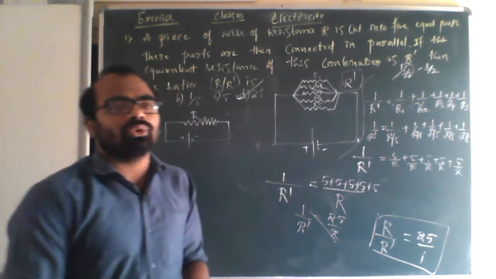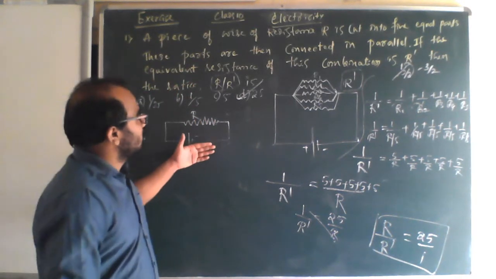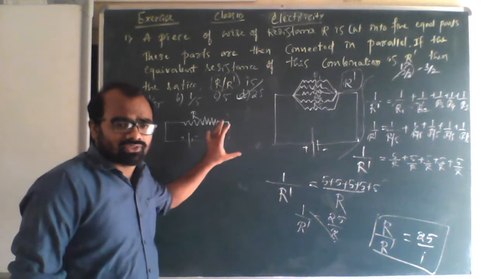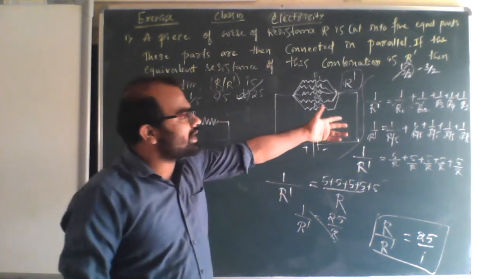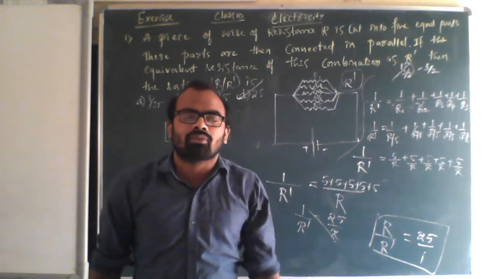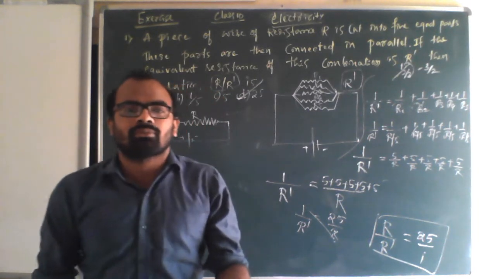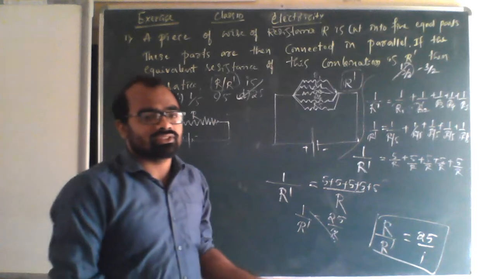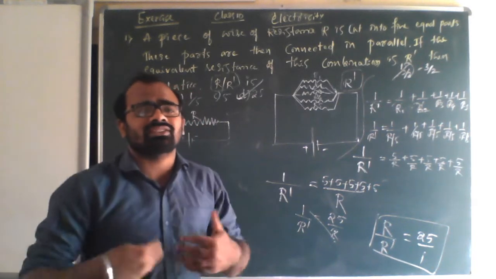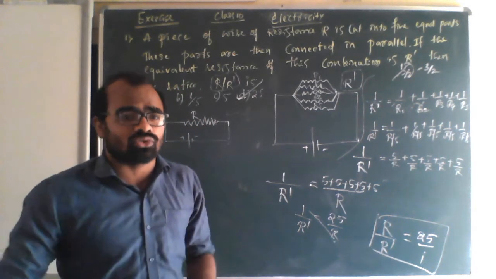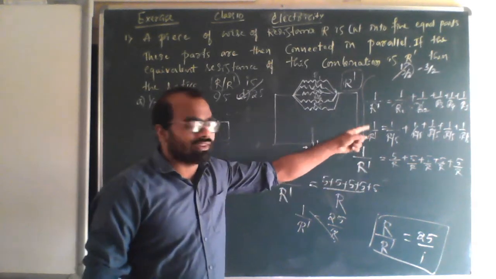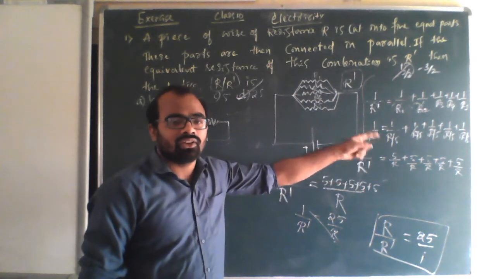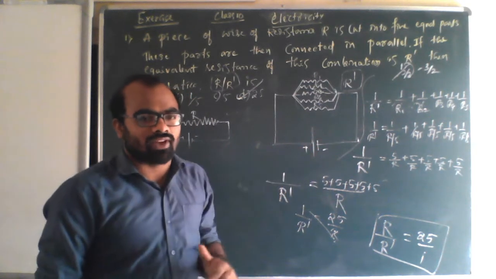So that time what you have to do, you have to take like this. No need to draw the diagram. Just for the sake of understanding, I have written the diagram here. So 1 by r dash, we know the formula: 1 by r1 plus 1 by r2 plus 1 by r3 plus 1 by r4 plus 1 by r5. Since there are 5 resistances; if there are 6 resistances, it will be 1 by r6 also. So all are now r by 5: 1 by r by 5, 1 by r by 5, 1 by r by 5, 1 by r by 5, and 1 by r by 5.